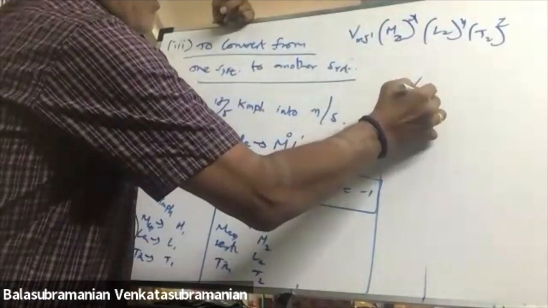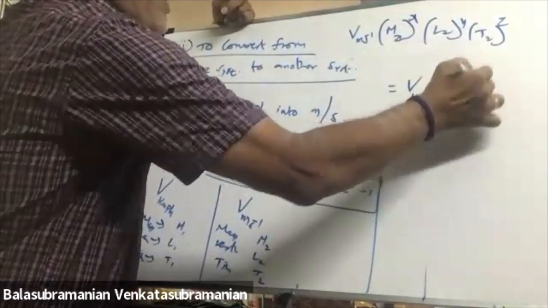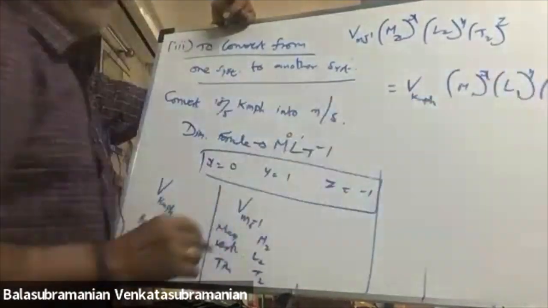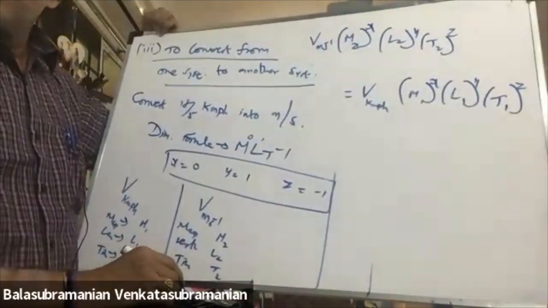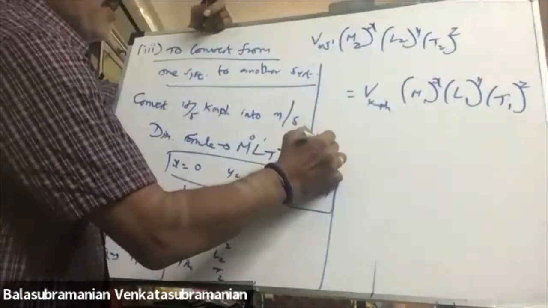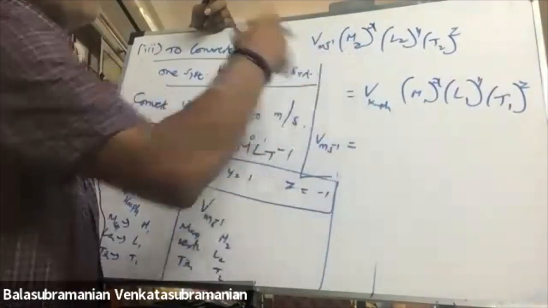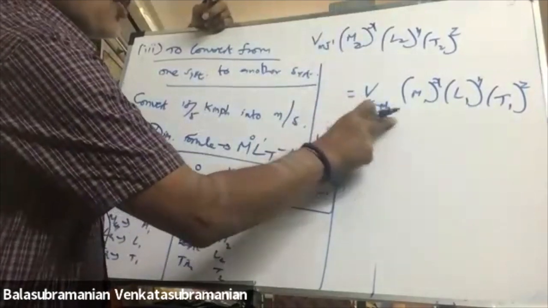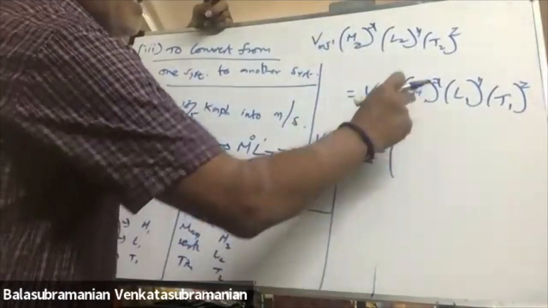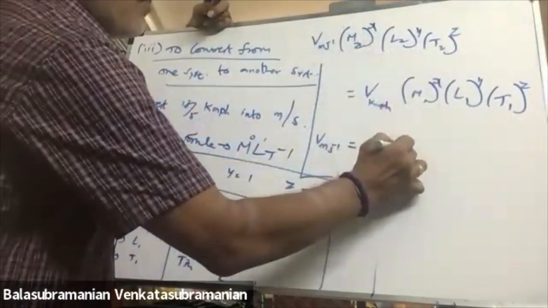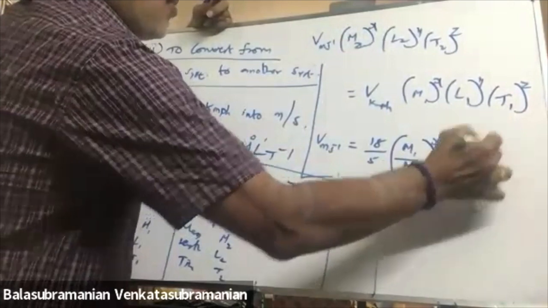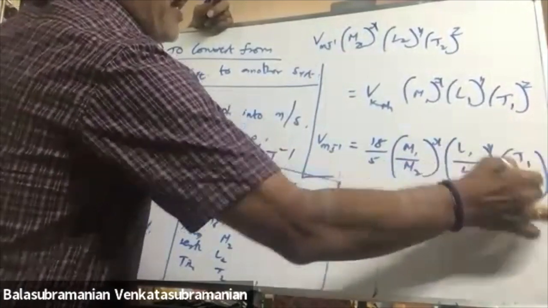Given, M1 power X, L1 power Y, T1 power Z. Okay, sir. Velocity in meter per second I want to calculate. Bring all these things to the right hand side. Velocity in kilometer per hour is how much? 18 by 5. M1 power X, this M2 also will come as M1 by M2 power X. L1 by L2 power Y. T1 by T2 power Z.